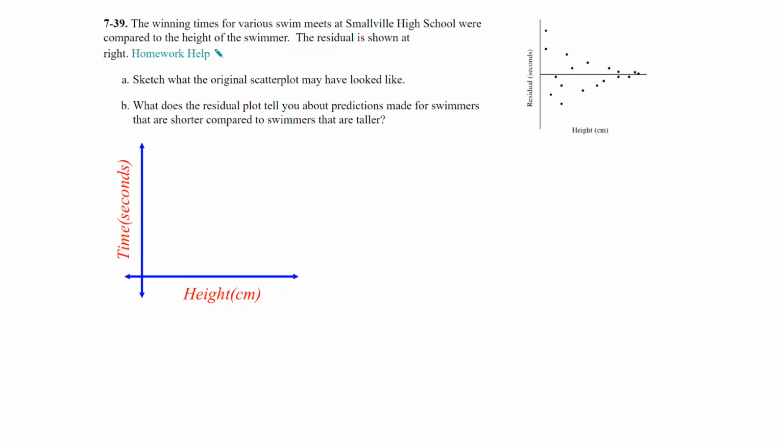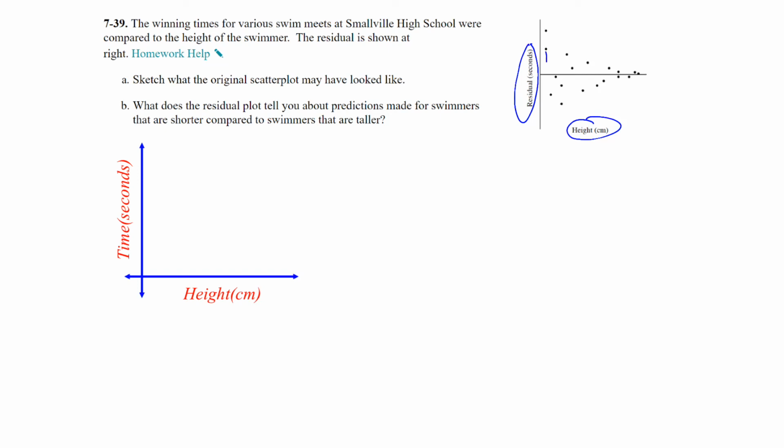Question 39. The winning times for various swim meets at Smallville High School were compared to the height of the swimmer. The residual is shown at the right. Sketch what the original scatter plot might have looked like. The residual plot is on the right. Height is your x, in centimeters. The residual plot is in seconds, so that represents my time in seconds on my scatter plot.